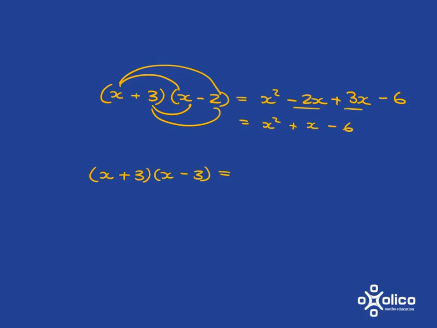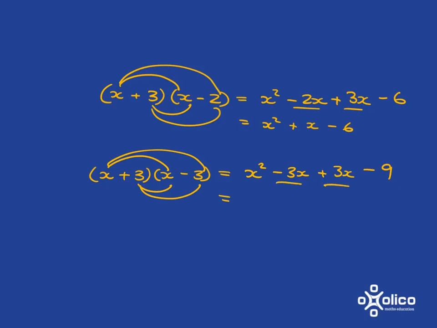Here's the interesting one. Again, nothing different to start, just make sure I multiply everything with everything. So x times x is x squared, and then x times minus 3 is minus 3x, then plus 3 times x is plus 3x, and then 3 times minus 3 is minus 9.